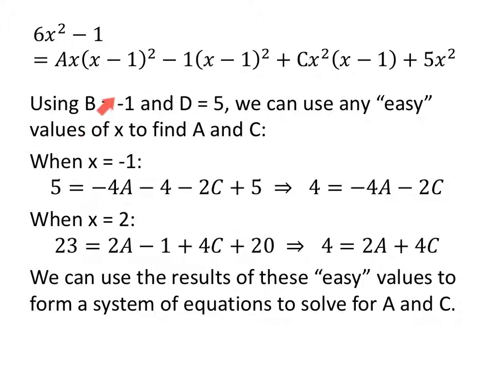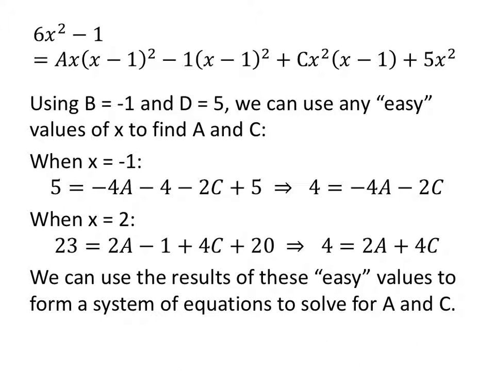So fill in B equals negative 1. Fill in D equals 5. I could simplify a little bit, or I can leave it. I'm going to use some quote easy values to find A and C. I've already used 0 and 1, so my next easy value is negative 1. If I put negative 1 in for x, everywhere there's an x, I'll end up with 5 equals negative 4A minus 4 minus 2C plus 5.